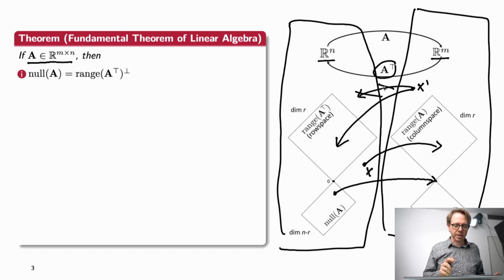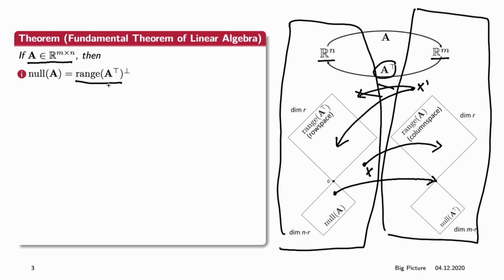Let's go back to the theorem now that we have set the stage. So the first part of this theorem says that the null space of A is the orthogonal complement of the range of A transpose. So it says that this subspace here, the range of A, is orthogonal to the null space of A transpose.